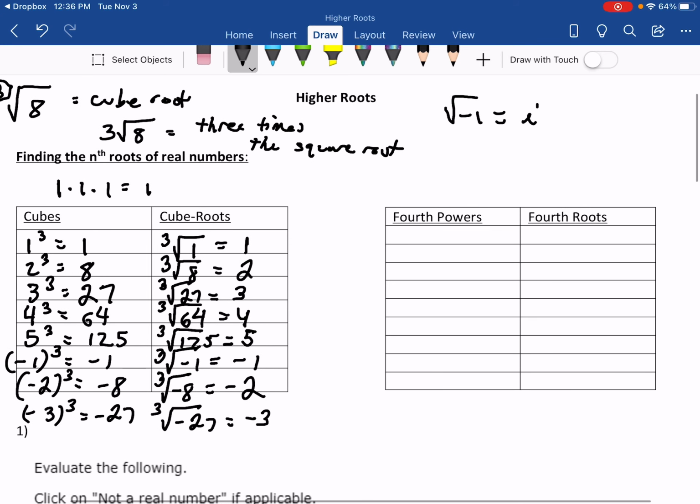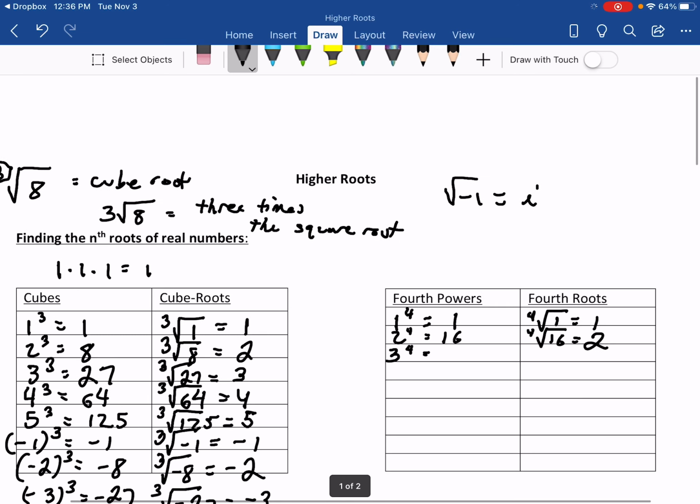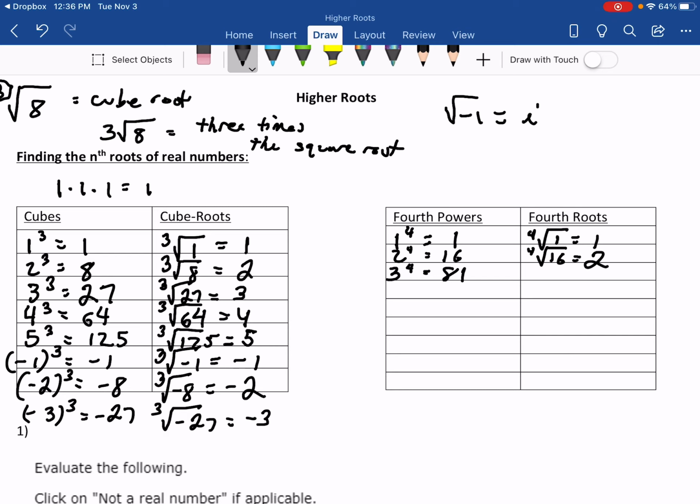All right, same logic for fourth roots. 1 to the 4th power is equal to 1, so the fourth root of 1 is just 1. 2 to the 4th, 2 times 2 times 2 times 2, is 16, so the fourth root of 16 is equal to 2. 3 to the 4th, 3 times 3 times 3 times 3, is 81. So the next number on our fourth root list is the fourth root of 81, which is 3.